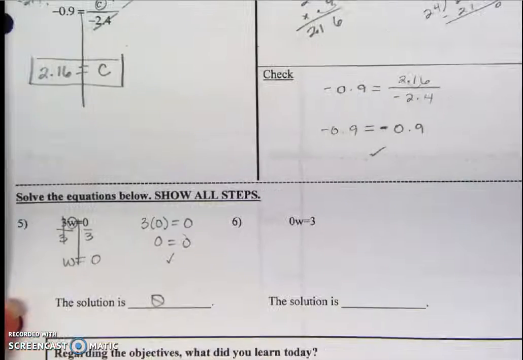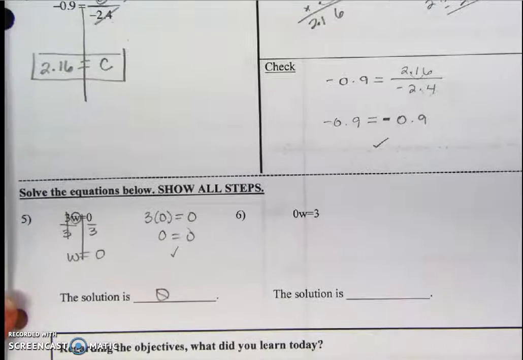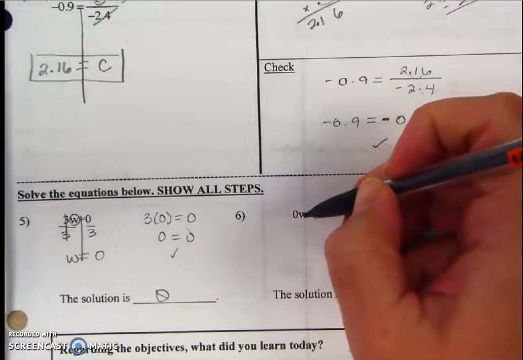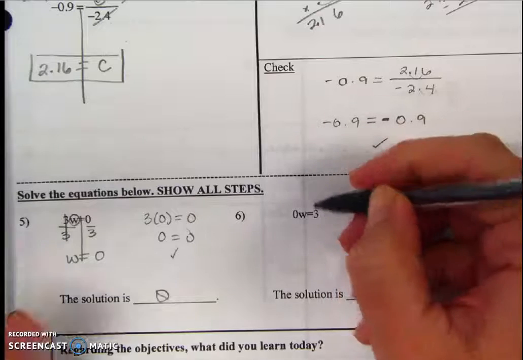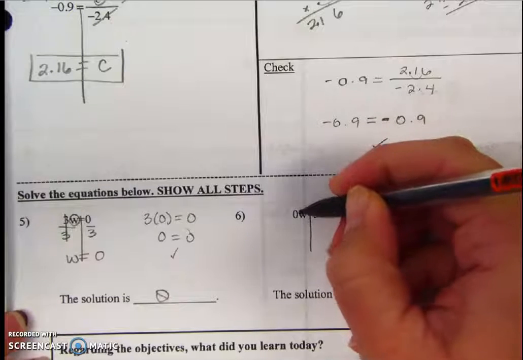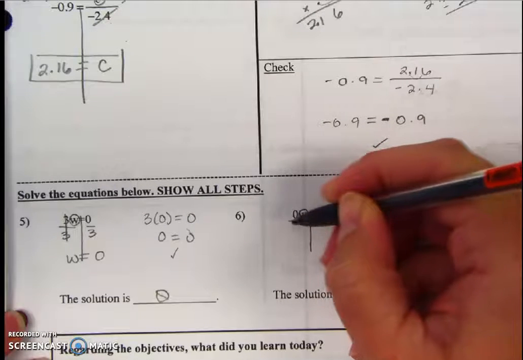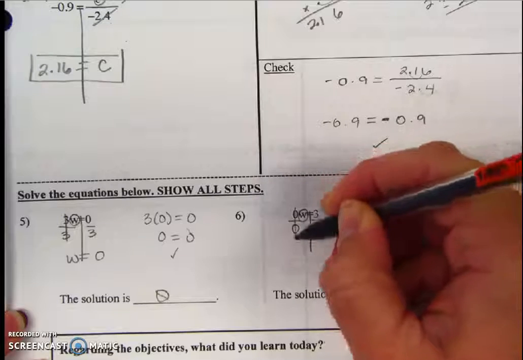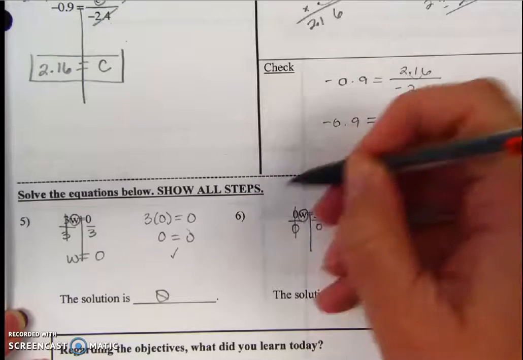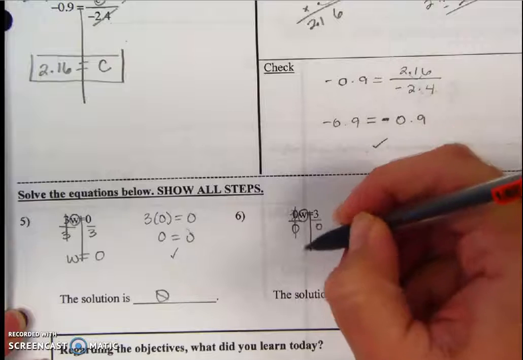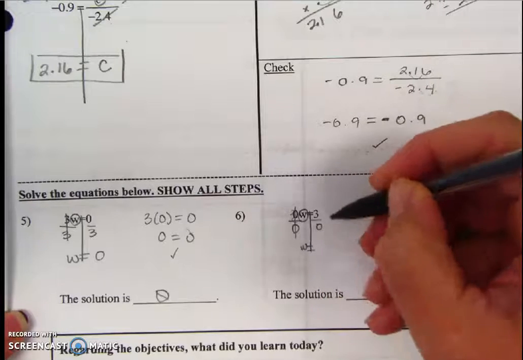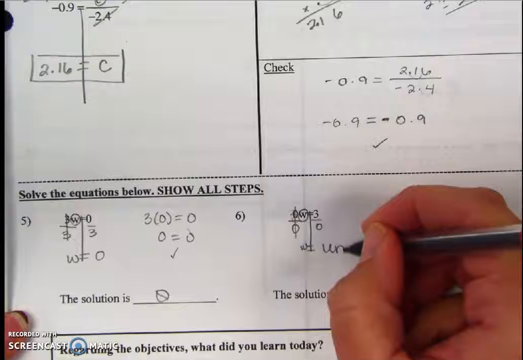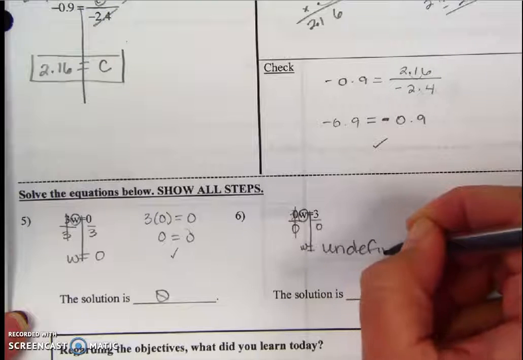But what about number 6? Is it 0? Well, this means 0 times something equals 3, but I thought 0 times anything is 0. So what happens here? Let's draw the line, circle the W. This would mean we'd have to divide by 0. And I guess 0 over 0 would be 0, not 1. This is weird. So W equals, well, 3 divided by 0. We can't do this. And so this one is just called undefined.